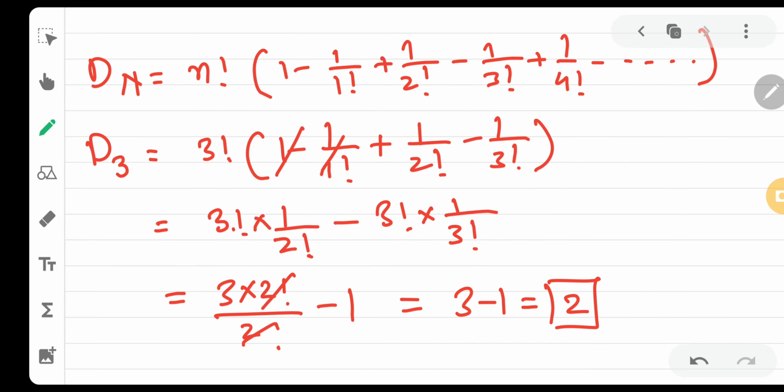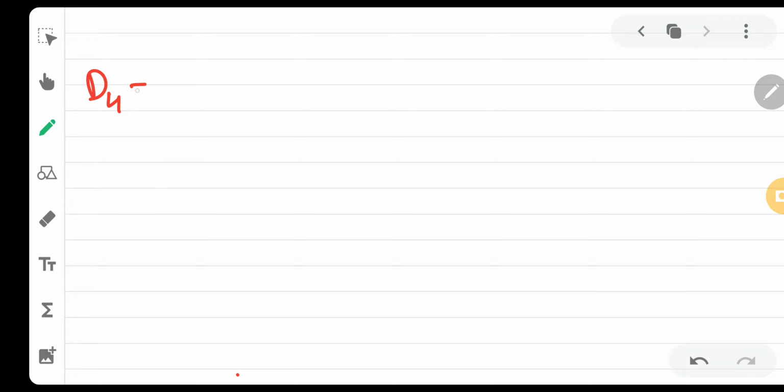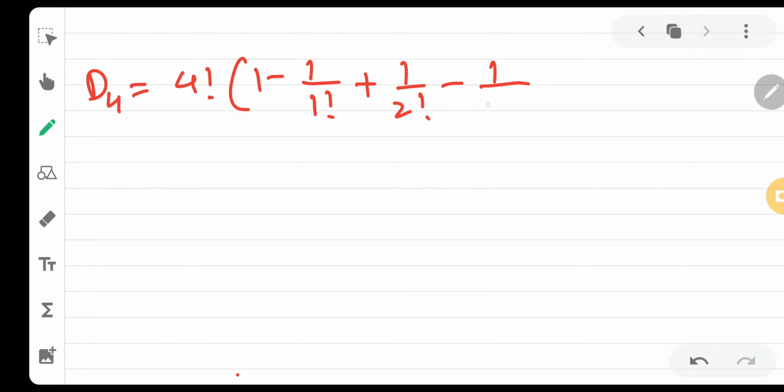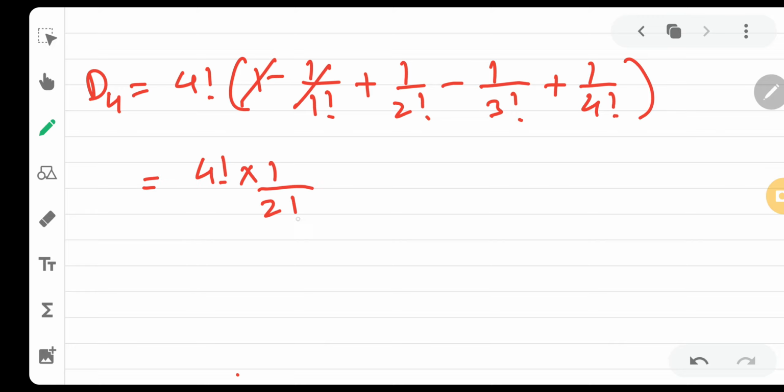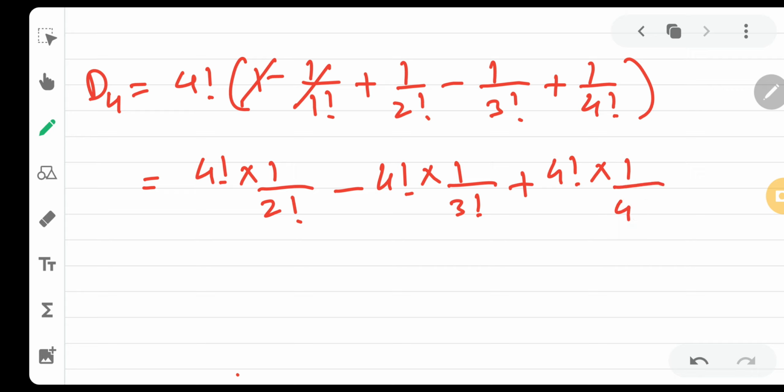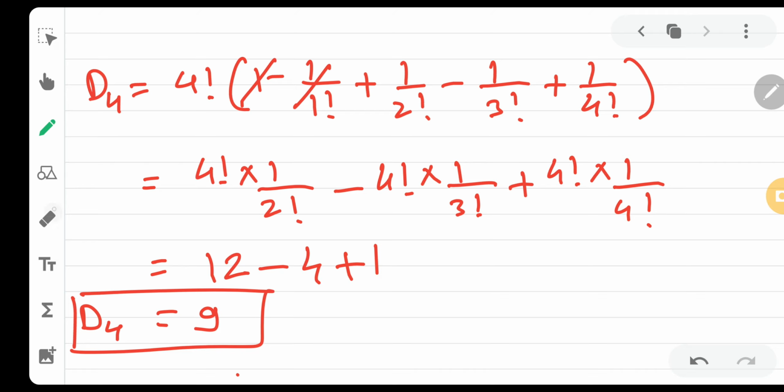Okay, now let us see derangement of 4 objects. If you have got 4 objects, then what? So derangement of 4 objects would be equal to 4 factorial into 1 minus 1 upon 1 factorial plus 1 upon 2 factorial minus 1 upon 3 factorial plus 1 upon 4 factorial. At 4 factorial, naturally you will stop. This will get cancelled. 4 factorial into 1 upon 2 factorial minus 4 factorial into 1 upon 3 factorial plus 4 factorial into 1 upon 4 factorial. So 4 into 3 is 12, right? And then 4 and 4 cancel, plus 1. So 12 minus 4 is 8, 8 plus 1 is 9. So derangement of 4 things is possible in 9 ways, such that no object is present at its correct position.